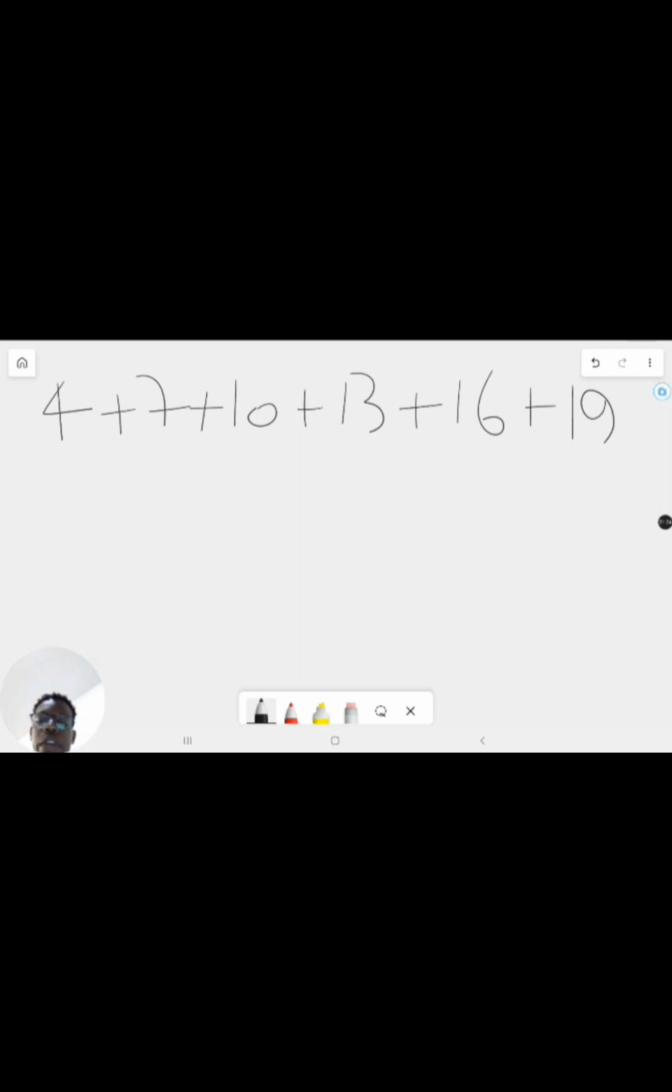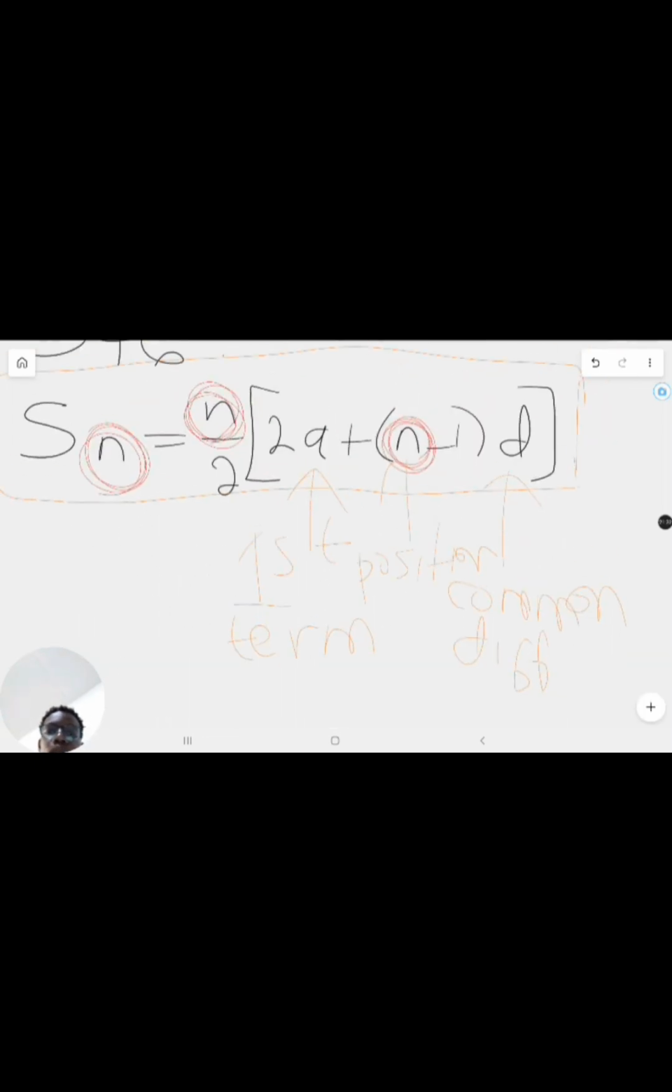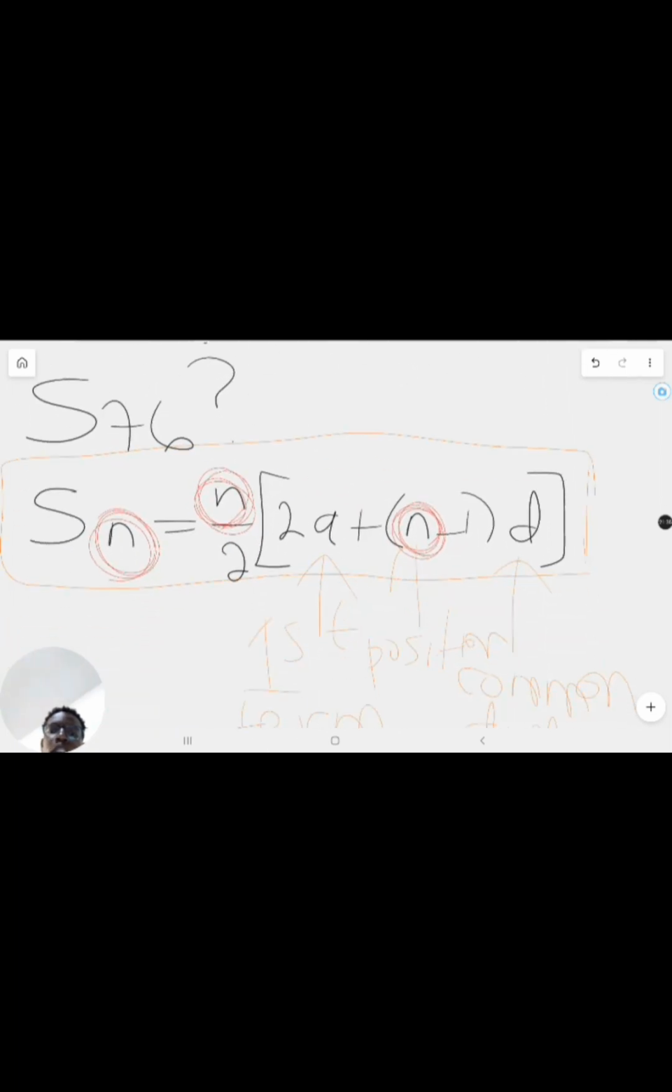19, etc. Okay, so remember what the goal was. The goal was to find S76. Was it 76? Let's see, scroll up there, S76. Okay, so let's find what S76 is.